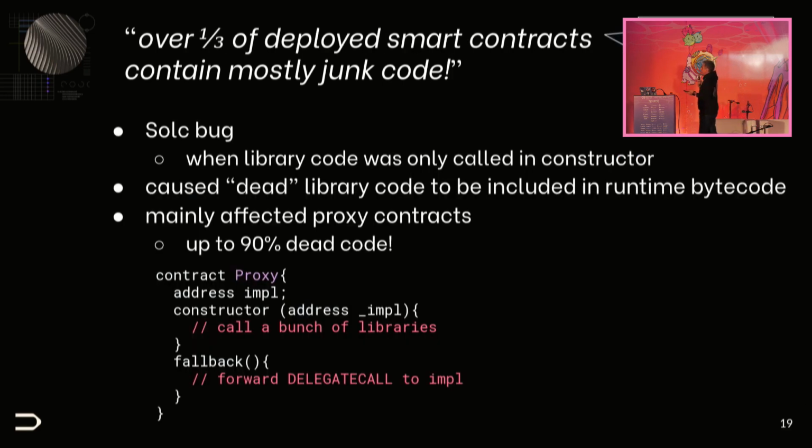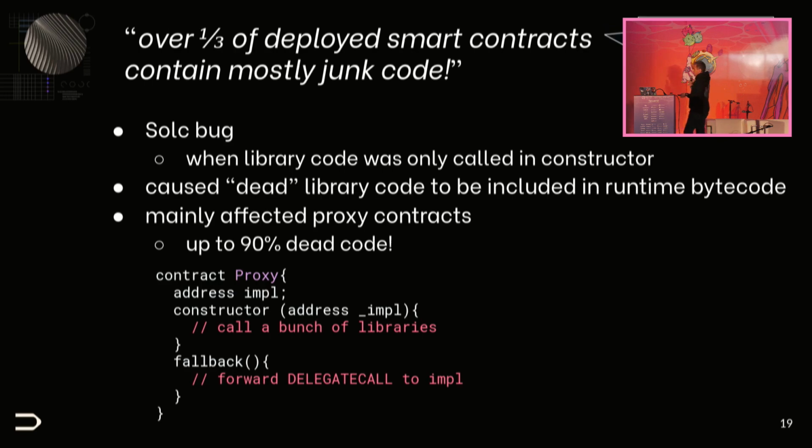So what's the bug? How did this come to be? It's kind of an esoteric thing. It's a Sol-C bug where library code was only called in the constructor, so it's never used while the contract is running, but the Solidity compiler does not throw away that code. So it includes it in the runtime bytecode, in the actual code of the contract that goes on the blockchain, even though it was never used while the contract is running. It's only going to be called while the contract is being deployed.